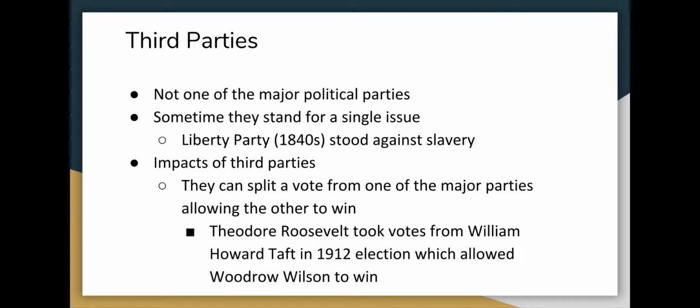And looking at third parties, typically they're not going to be your major political parties. Sometimes they might stand for a single issue. So in the 1840s, the Liberty Party stood for the abolition of slavery. That was about it. They do have a major impact, though, or they can have a major impact on elections. They can split the vote from one of the major parties, allowing the other to win. So, 1912, Theodore Roosevelt broke off from the Republican Party, and he ended up taking votes from William Howard Taft, which allowed Woodrow Wilson to win.